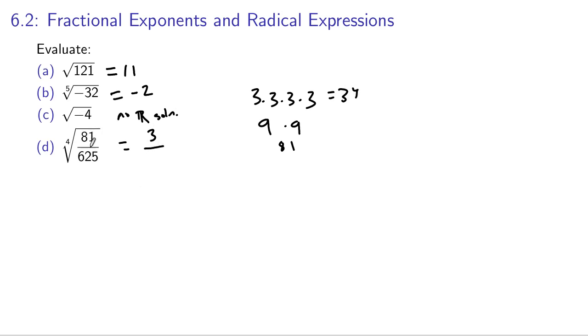And applying this idea of taking the fourth root of the numerator and the fourth root of the denominator, and we'll explain why this is true in a minute, would be the fourth root of 625, and 5 times 5 times 5 times 5 is 5 to the fourth power. 5 times 5 is 25. 25 times 25 is 625. So the fourth root of 625 is 5. So the fourth root of 81 over 625 is 3/5.